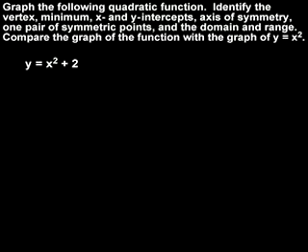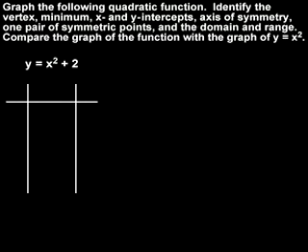To graph the function, let's start by setting up a table of ordered pairs, with the x values in the left column, x squared plus 2 in the middle column, and the y values in the right column. For the values of x, let's use -2, -1, 0, 1, and 2.